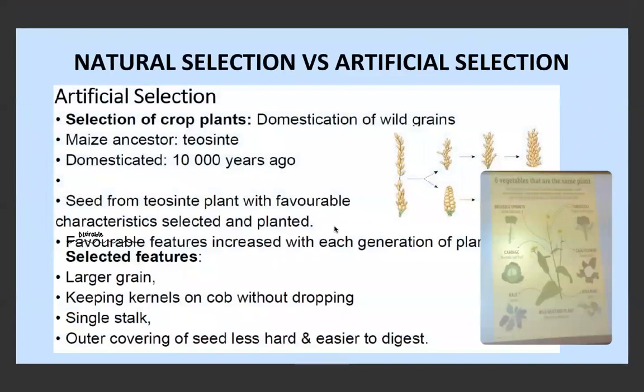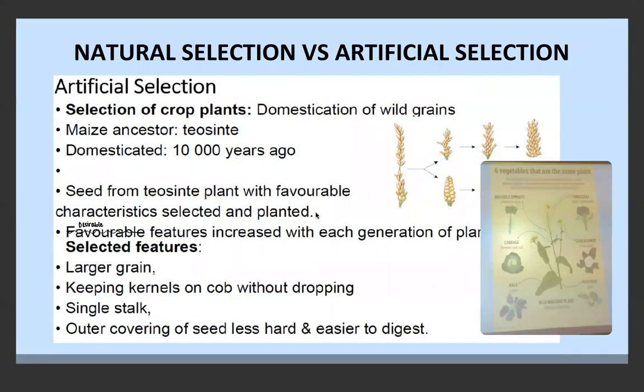So if we look at crop plants, obviously crop plants have been selected by artificial selection. If we look at the plant reproduction video that I put out a few weeks ago, we can see that we started with plants that look very different to the plants we've now domesticated and use and grow today. And that mostly happened through artificial selection. So you can look at the teosinte plant, which was an example of a plant that underwent artificial selection.